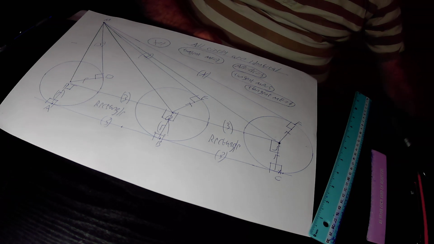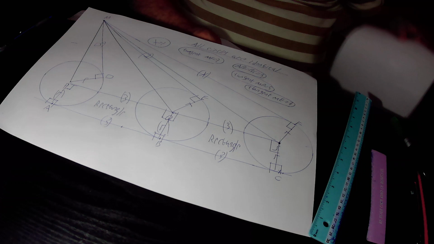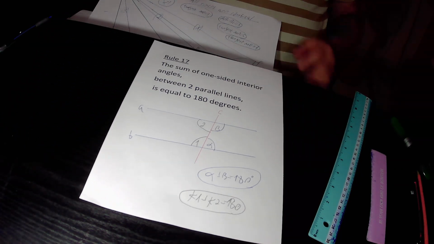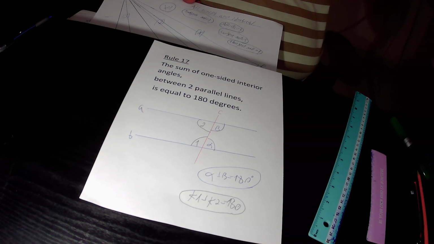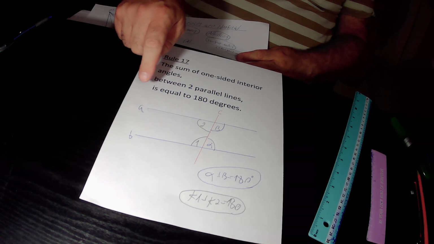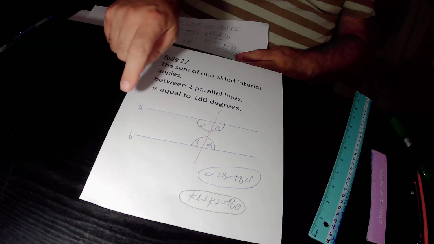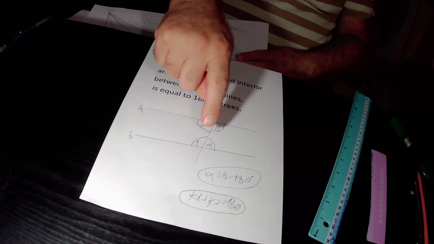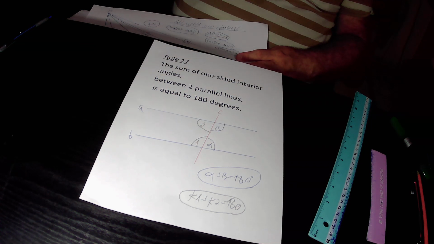I'll repeat it quickly on rule 17. According to rule 17, the sum of one-sided interior angles between two parallel lines is equal to 180 degrees. So here we have two parallel lines. This is to say, line A is parallel to line B, and this line C intersects with these two parallel lines at those 2 points.